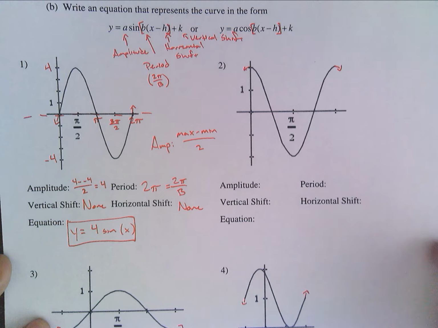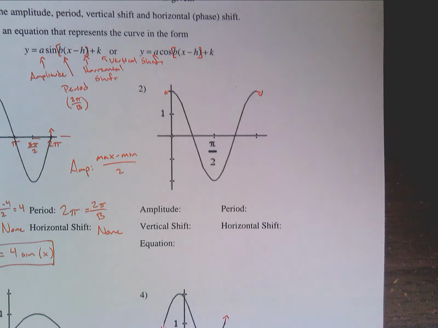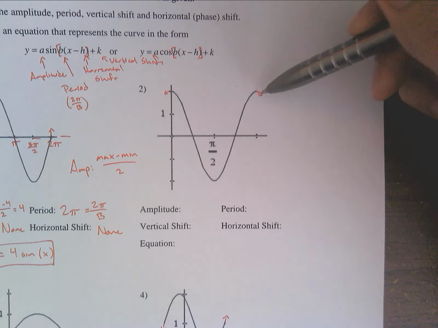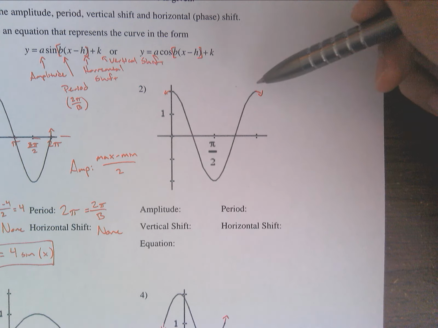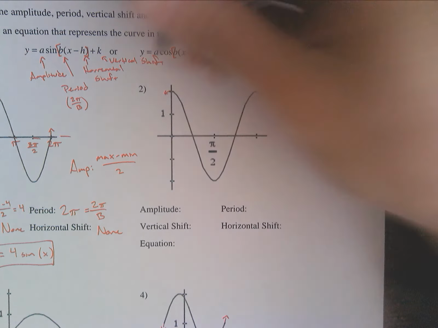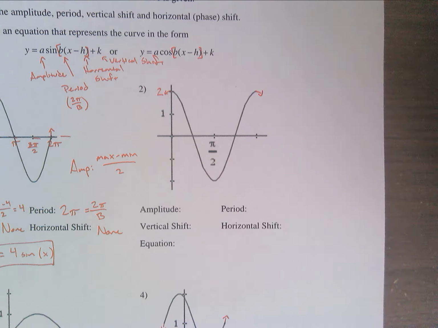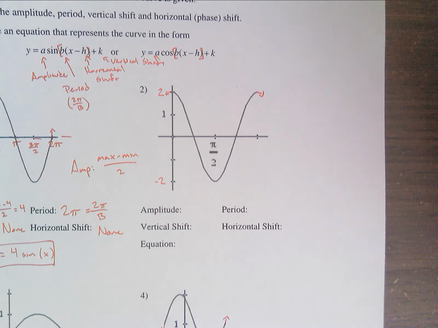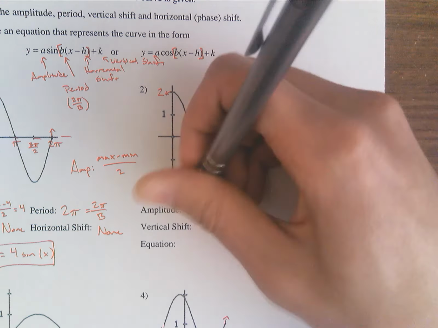Let's try a couple more examples. Here we have this wave starting at a max, ending at a max. I'm thinking positive cosine. So I see that our maximum is, if this is 1, then this is 2. We have a minimum all the way down at negative 2. So that means that our amplitude is 2.